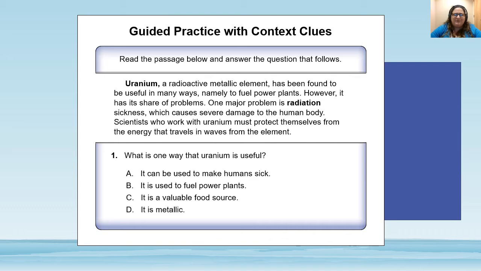Let's try another one. "Uranium, a radioactive metallic element, has been found to be useful in many ways, namely to fuel power plants. However, it has its share of problems. One major problem is radiation sickness, which causes severe damage to the human body. Scientists who work with uranium must protect themselves from the energy that travels in waves from the element." What is one way that uranium is useful?